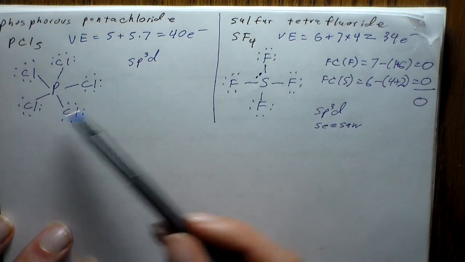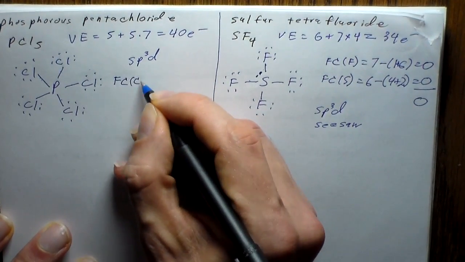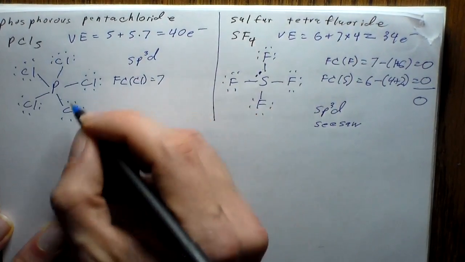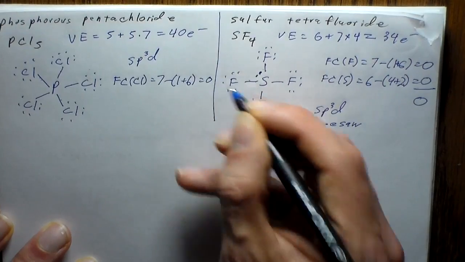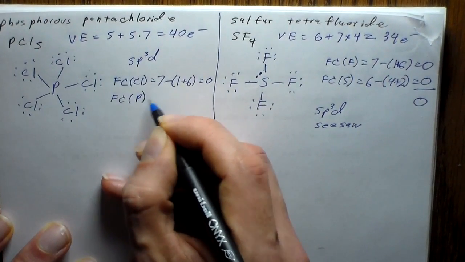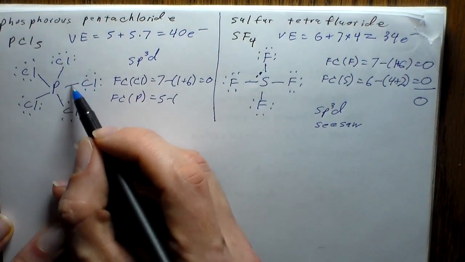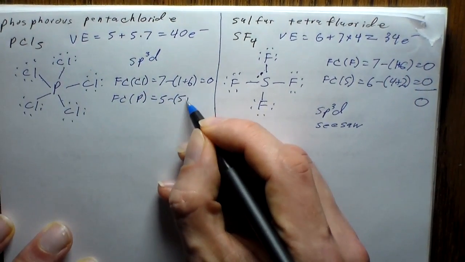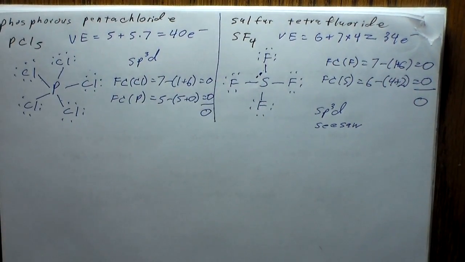Oh, and just going back to this one because I forgot to calculate my formal charges. The formal charge on my chlorine, that's just going to be 7 valence electrons for each chlorine minus the 1 line and 6 dots, which is 0. And the formal charge on my phosphorus, so of course that has the 5 valence electrons minus the 1, 2, 3, 4, 5 lines and 0 dots, so that's 0. That adds up to 0, and we're good with that one.